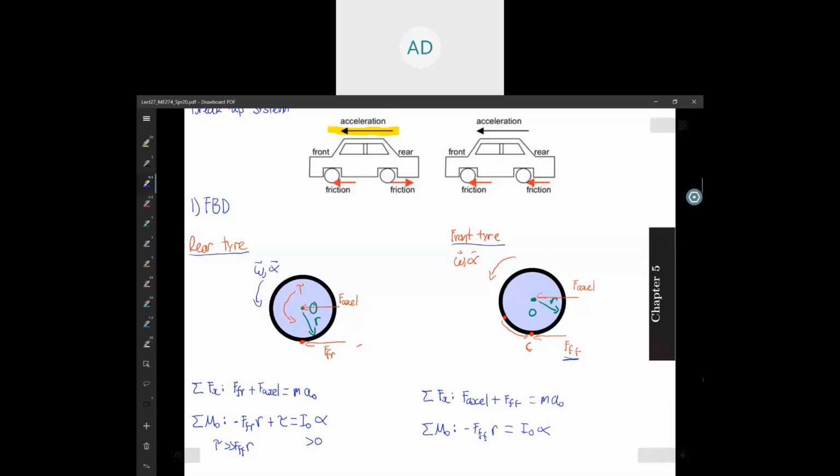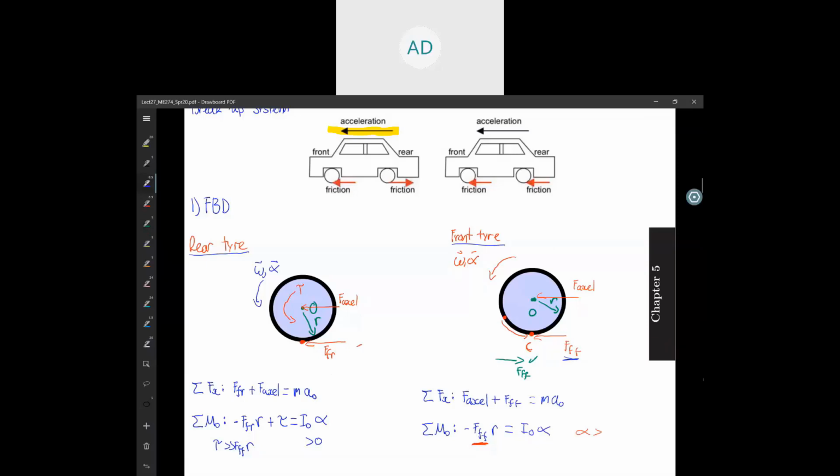Now, of course, we know that alpha is positive, hence friction should actually be causing a positive moment. So then, in reality, the friction force in the case of the front wheel is going to be pointing in the direction opposing the motion of the car.